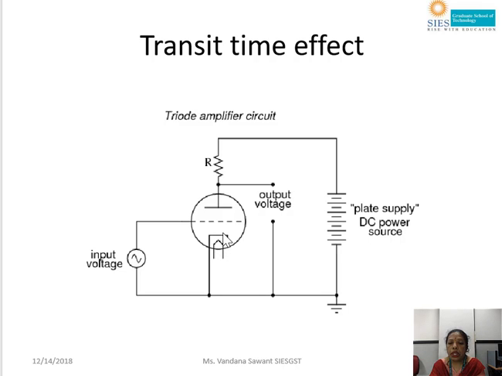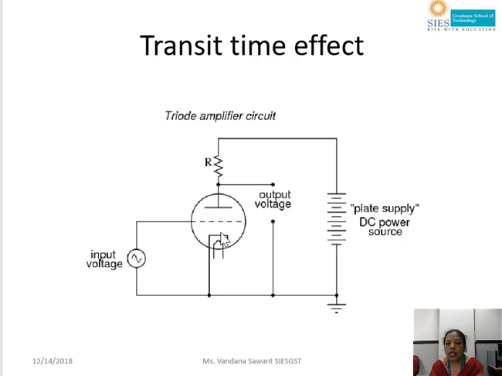Then at the grid, if there is again a negative voltage, the same electrons will get reflected back to the cathode, and again the cathode will reflect them to the grid. So when there is negative voltage on the grid, the electrons will only oscillate between the grid and the cathode. They are not going to reach the plate. As they do not reach the plate, there is no output signal, or a great reduction in the efficiency of the output signal. That is called the transit time effect.